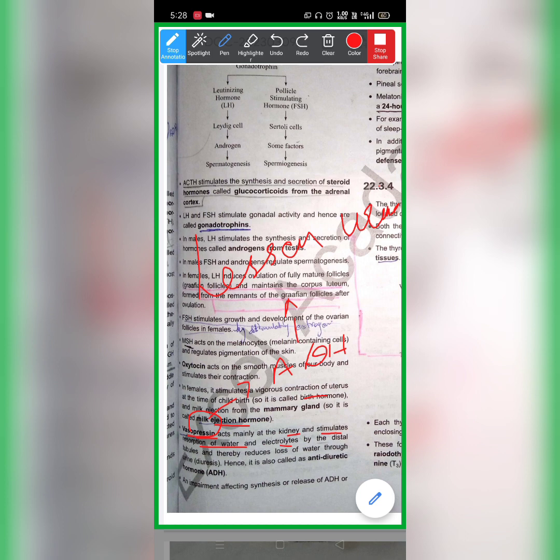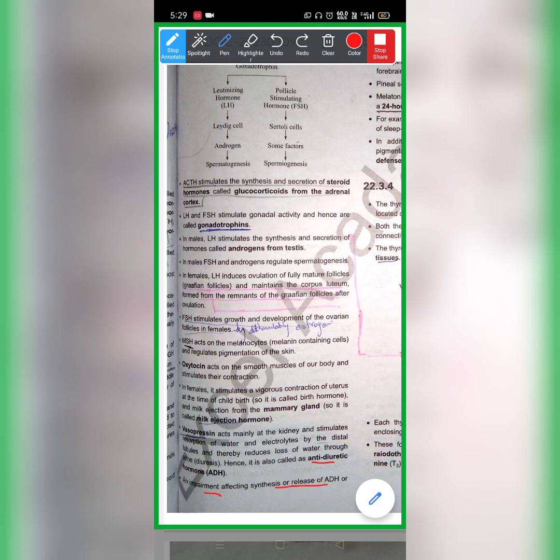What does vasopressin do? It gets released and acts on the kidney, mainly on the distal convoluted tubule, for the reabsorption of water. That's why you release only a lesser amount of urine whenever you are thirsty. That's why it is called antidiuresis. Diuresis is nothing but urination.